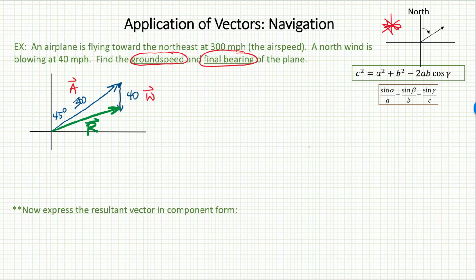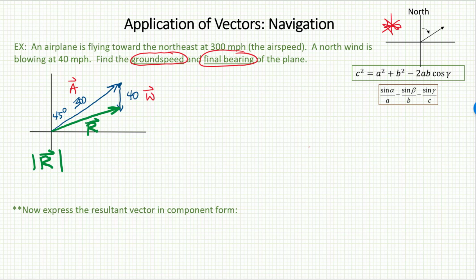Well, let's start answering the questions. The ground speed of the plane would just be the length of vector r. How can I find that? Well, I have a triangle. It's an oblique triangle, so I'll have to make use of the law of sines or the law of cosines. What do I know? I can see two of the sides.